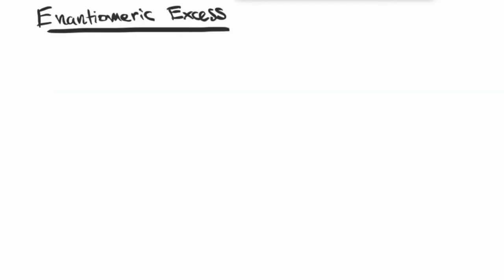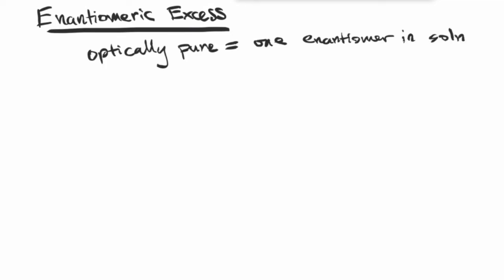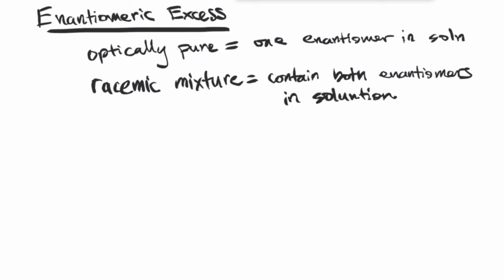Now let's turn our attention to a concept called enantiomeric excess. When a solution has one single enantiomer, it is said to be optically pure, or we can also say enantiomerically pure. Often, however, when we do a reaction, we do not get this purity. We will get a mixture. We'll get both of the enantiomers. Sometimes a 50-50 split, but most of the time one enantiomer will be more favorable, so it will be in higher concentration than the other. In any case, what we have then will be called a racemic mixture. As I said, this just means that it contains both enantiomers in the solution.